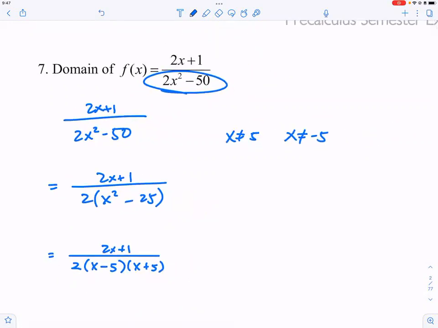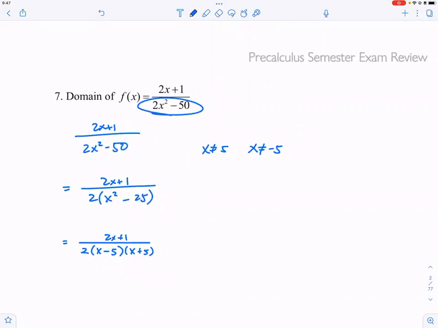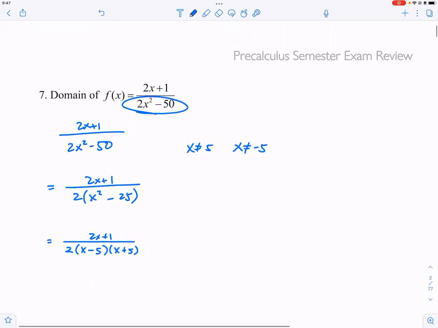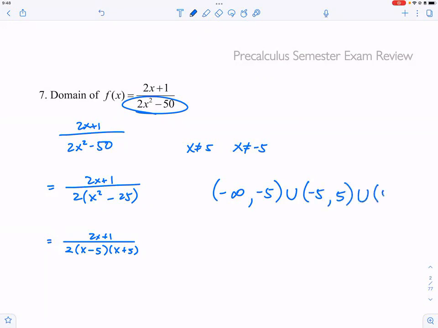And as I said in the previous question, we need to write it in interval notation. So therefore, we will say the domain is from -infinity to -5, union -5 to 5, union 5 to infinity.